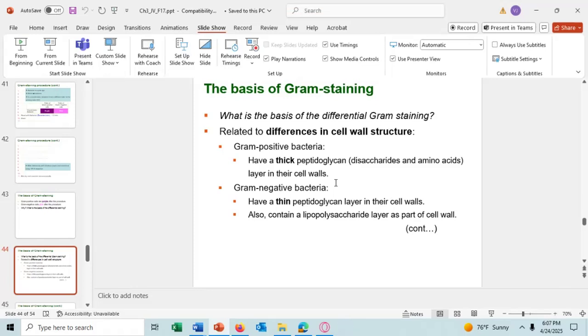They also contain a lipopolysaccharide layer as part of the cell wall. The thinner peptidoglycan layer is more than 1 layer thick. It's about 3 layers up to about 20 layers of peptidoglycan, but it's thinner, and the crystal violet iodine complex washes out of the thinner peptidoglycan layer.